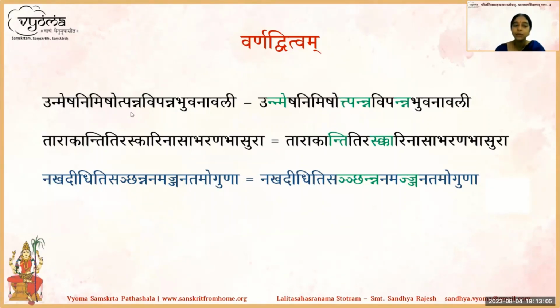Now, the next samyuktakshara is panna. We have na and na. So here we have again pa plus a swara. Then we have a consonant followed by another consonant. The first consonant is obviously na. Again, it is also the second consonant. However, it gets doubled. Unmesha nimishotpanna. So na gets doubled in this case.